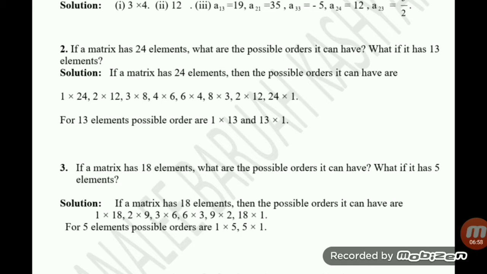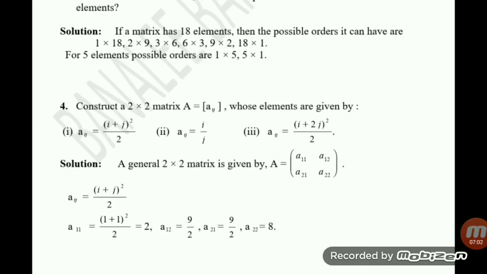Hope you understand how to find out the possible orders. Okay, next I proceed to question number 4. Your question is, construct a 2 by 2 matrix A equal to Aij, whose elements are given by: number 1, Aij is equal to (I plus j) whole square divided by 2. Second, Aij is equal to I divided by j. Third, Aij is equal to (I plus 2j) whole square divided by 2. So here we have 3 questions.